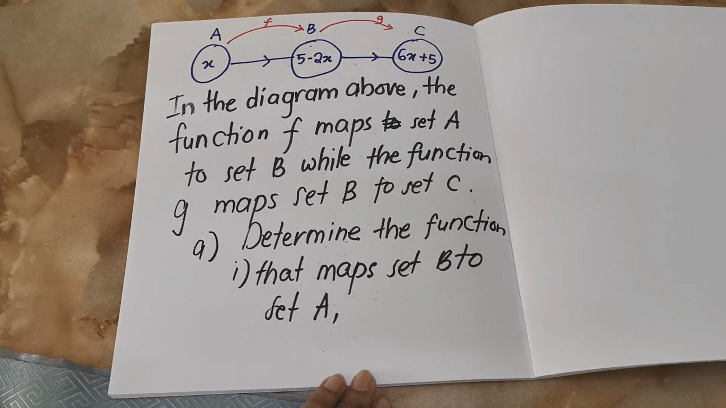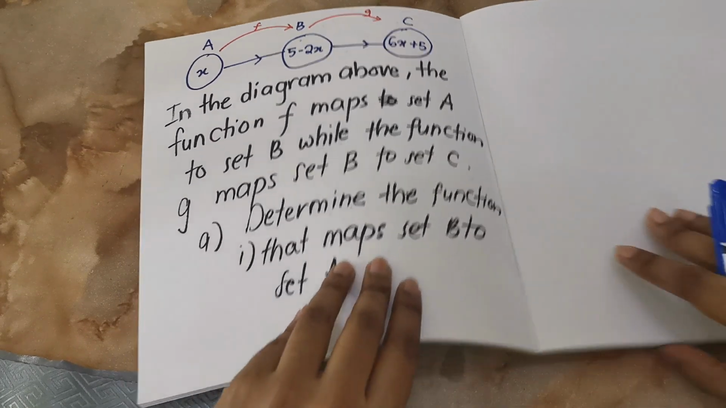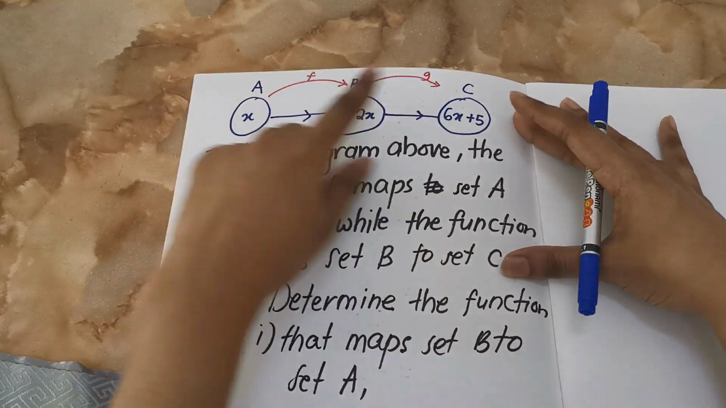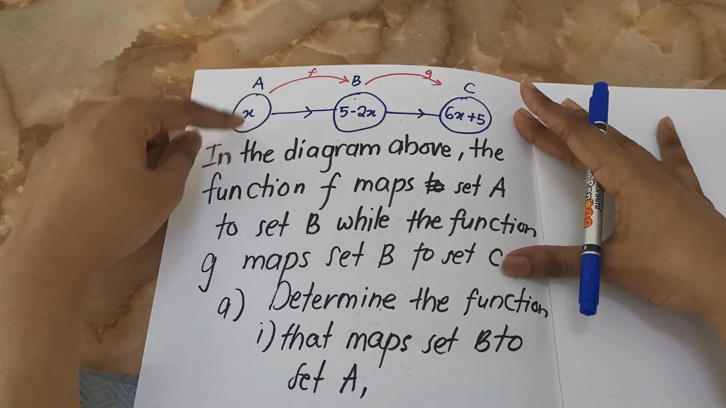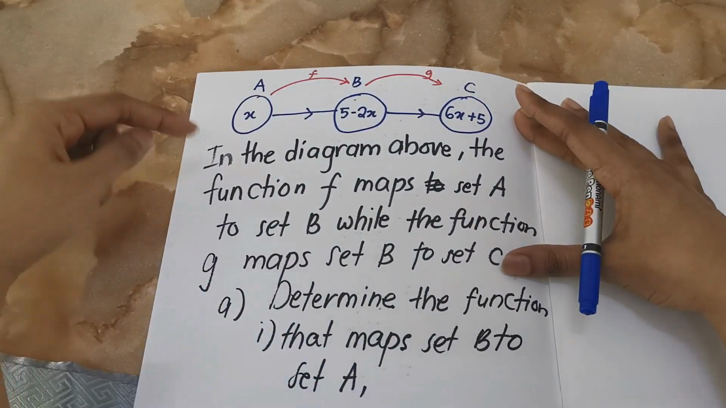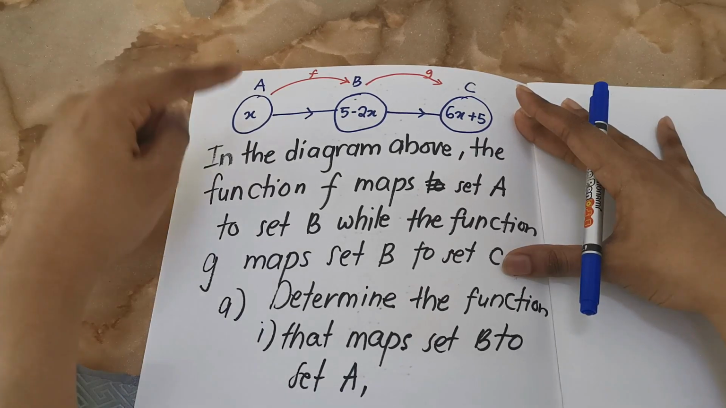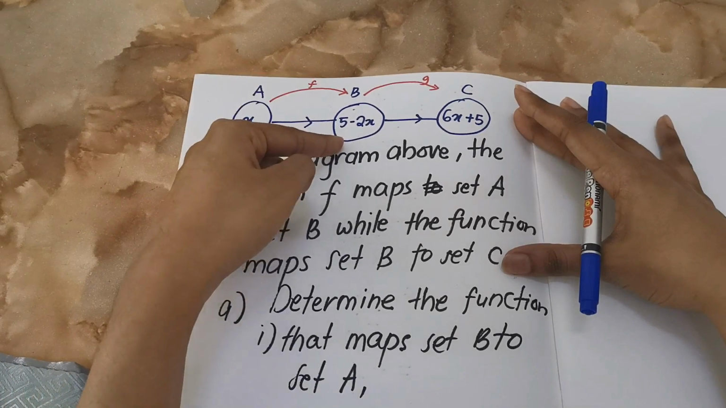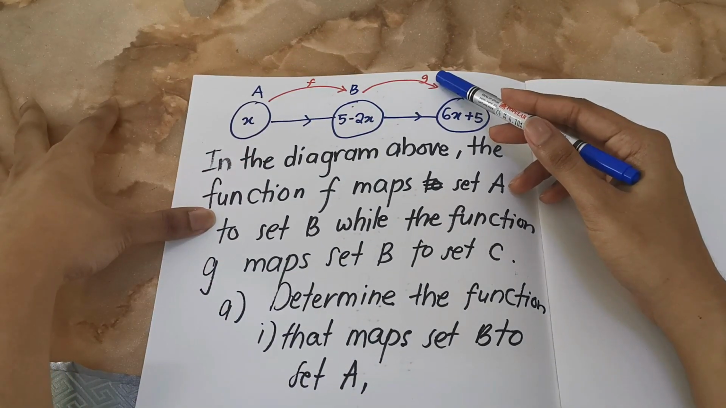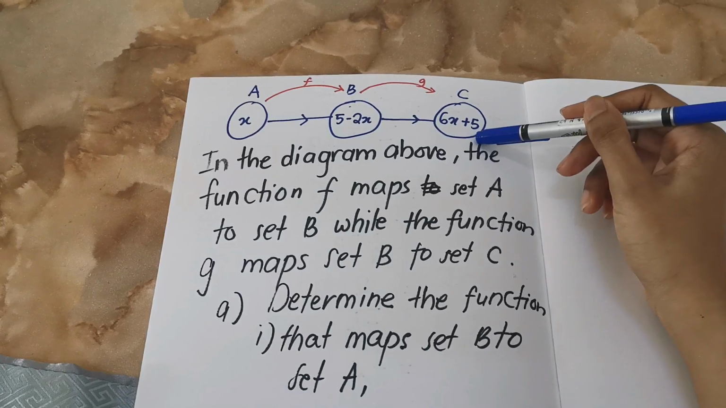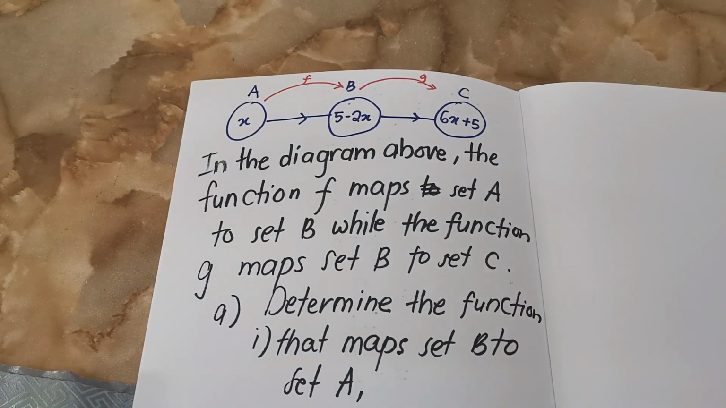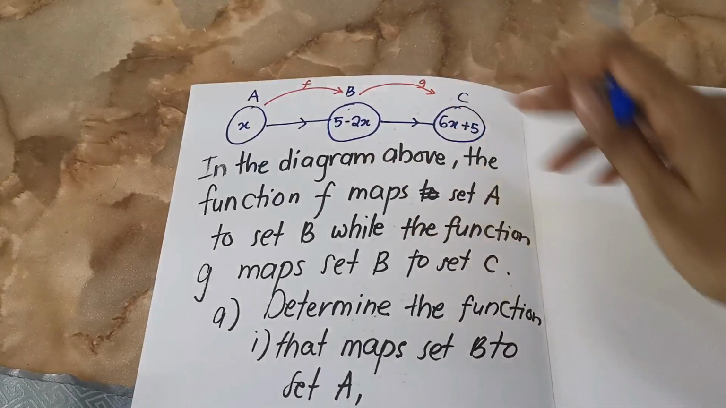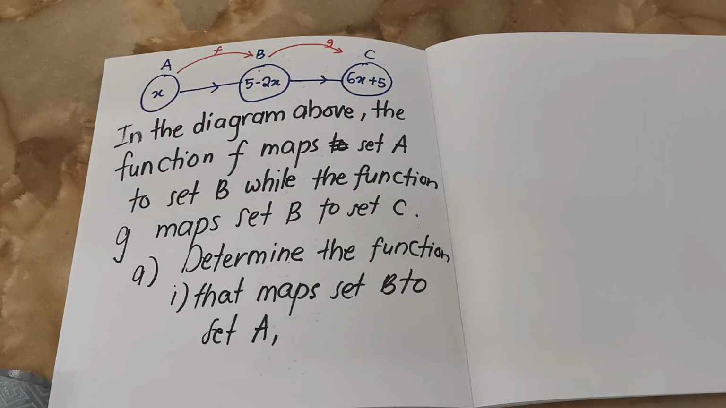Okay, so we're going to look at another example here. So given, as you can see here, is set A, set B and set C. All the elements inside are also given. So in the diagram above, the function f maps set A to set B, while the function g maps set B to set C. For the first question, determine the function that maps set B to set A. Now set B to set A is actually considered the inverse function.